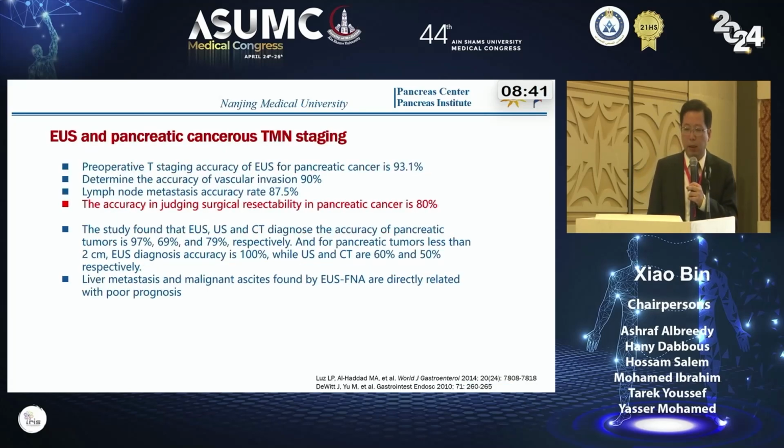EUS can obtain the TNM staging. The accuracy of EUS in T staging and vascular invasion is very high. Also, as well as lymph node metastasis, the total accuracy in judging surgical resectability in pancreatic cancer is 80%.